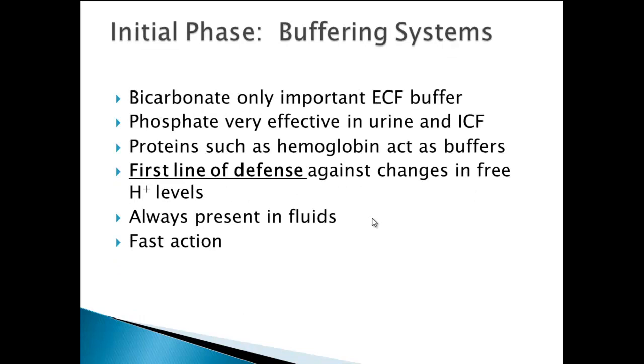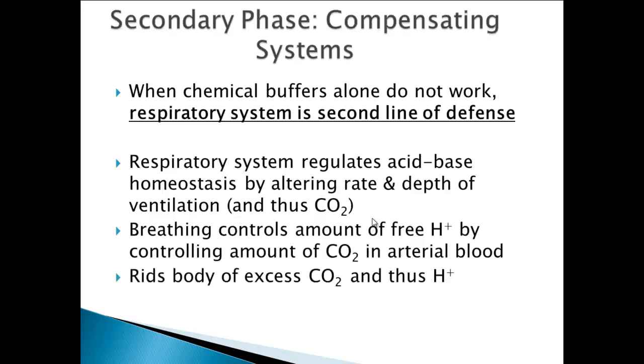So again, the initial phase, buffering. Remember, the bicarb is the main buffering system that we have and use. First line of defense against changes in that hydrogen ion level. Bicarb, phosphate, and proteins are what mainly act as the buffers. They're everywhere. They're present in all the fluids, so they have pretty fast action.